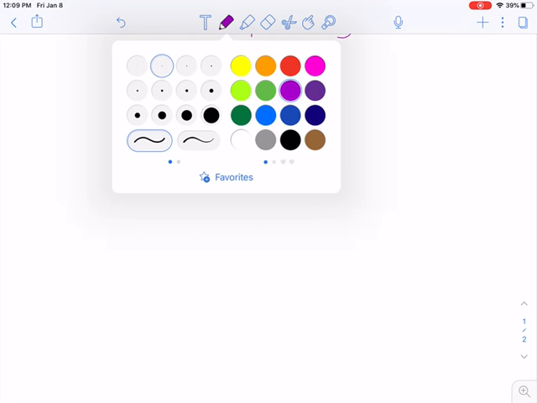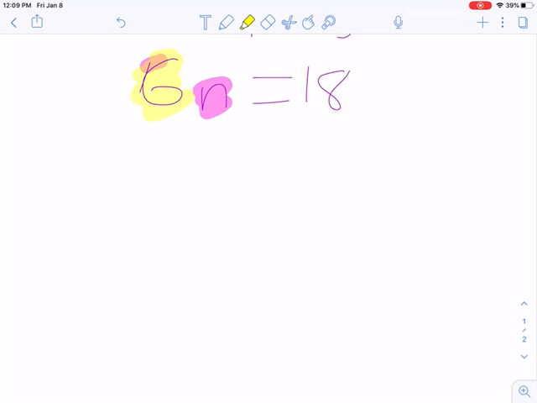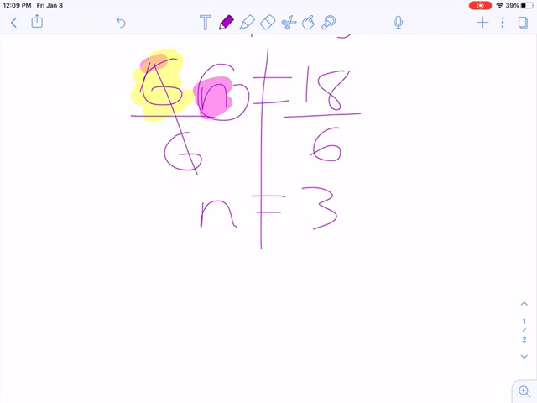All right, let's do the next problem. Let's do 6n equals 18. Again, the same thing. I'm multiplying, so to get the variable by itself I've got to get rid of this 6. How do I do that? Divide both sides by 6. 6 over 6 is equal to 1, and I'm left with n is equal to 3. All right, so that's really easy.